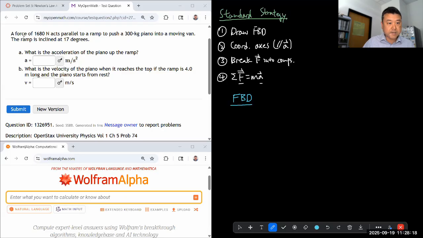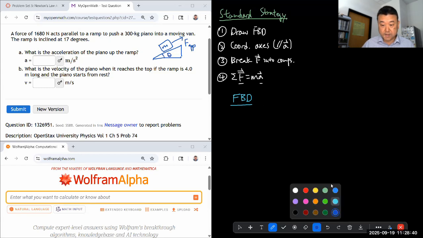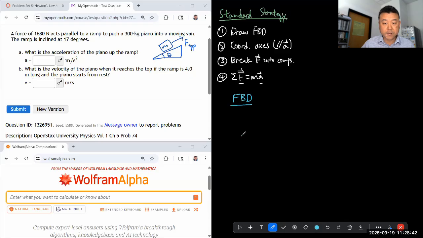The question says, maybe I should have sketched this first. Let me just do a quick sketch to make sure I don't forget anything. There's a ramp. There's a piano on that ramp that has some mass. And there's some applied force that's acting parallel to the ramp. And I'm given the angle of the ramp. Okay, so with that info in mind, I'm going to draw my free body diagram of this piano.